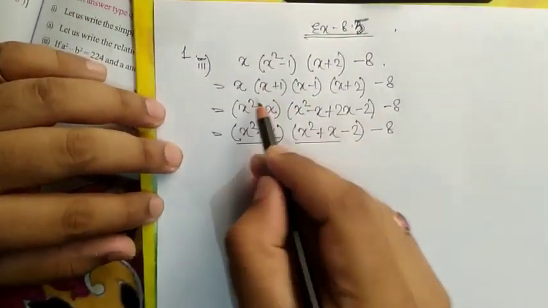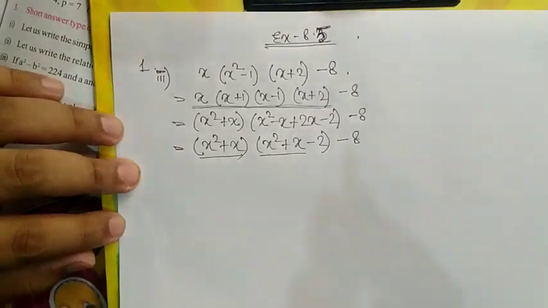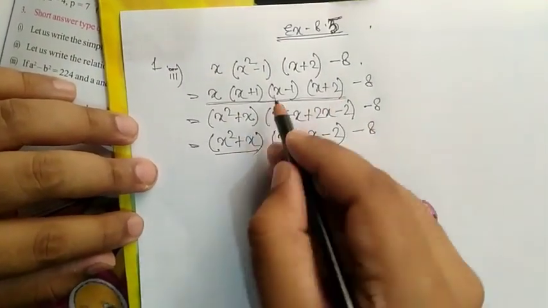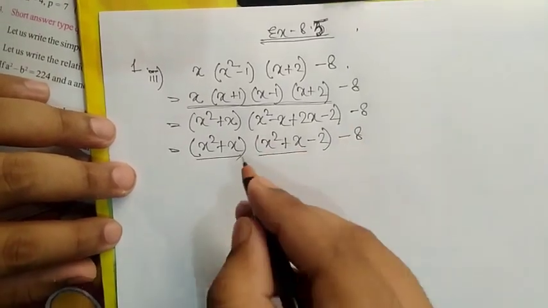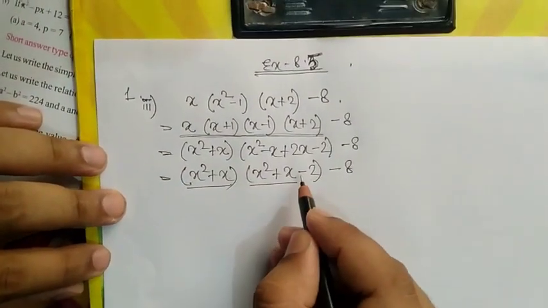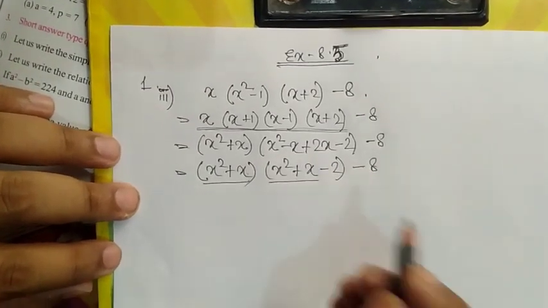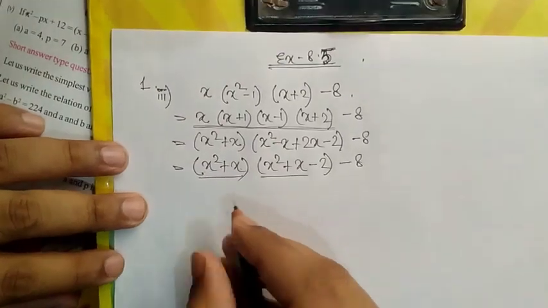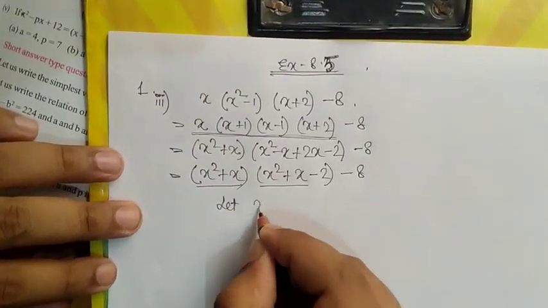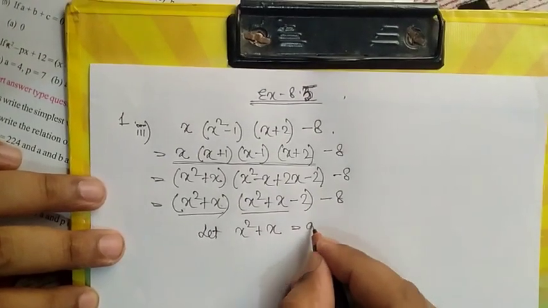So here there are 4 terms. You have to multiply them in pairs, and after that you have to find the first 2 terms of both; the product of the 2 terms is always equal. Now the second part is, let x square plus x equal to a.